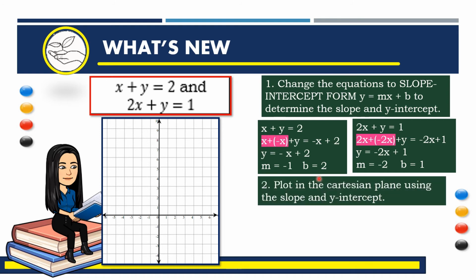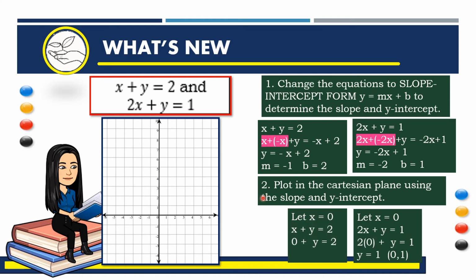And after this, we're going to plot in the Cartesian plane using the slope and y-intercept. Based on the previous lesson and previous module, you know that in getting the coordinate of the y-intercept, all we have to do is let x is equal to 0 in the first equation x plus y is equal to 2 and substitute 0 to x, so we will have y is equal to 2, or 0, 2. So let's plot 0, 2 on the Cartesian plane, and then based on our slope, negative 1, we need to go 1 unit downward and 1 unit to the right. So we're going to plot it here, and this is the graph of the equation x plus y is equal to 2.